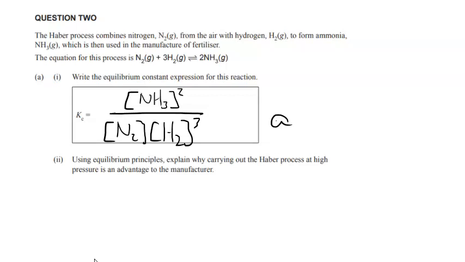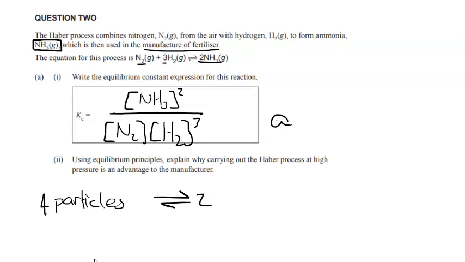So why at high pressure? This is what we want to get. We're wanting to get the ammonia out of this system, because the ammonia is then used to manufacture fertilizer. So on the left hand side of the reaction, we've got 1, 2, 3, 4. So there's 4 particles on the left, and then that goes into 2 particles on the right.